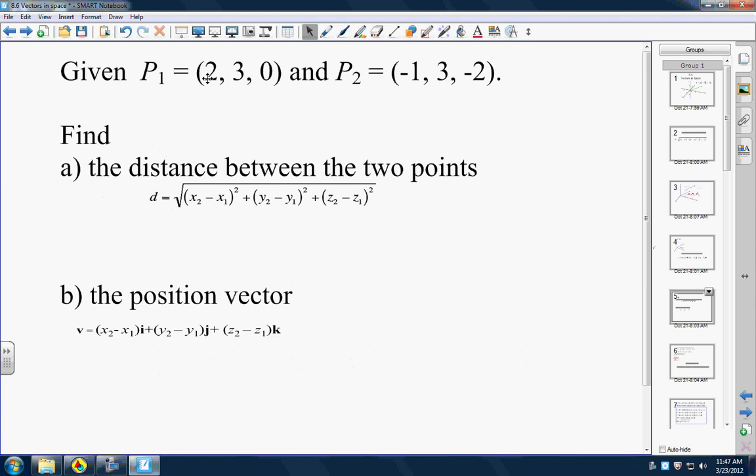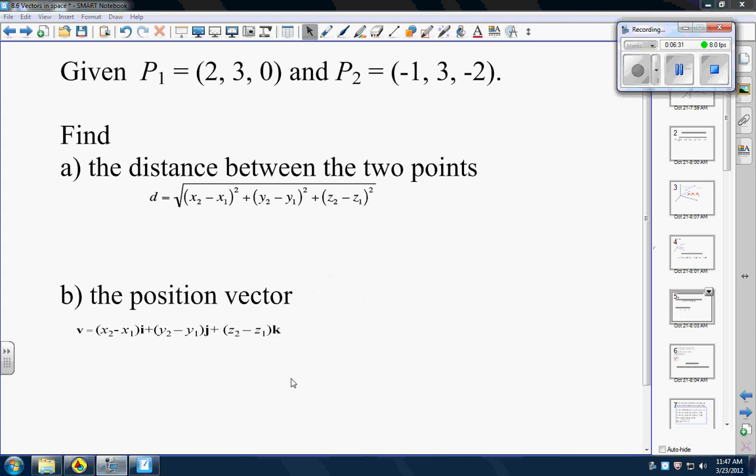Okay, so let's say I give you 2 vectors here. So you could play around with the Sketchpad file, and we could actually plot each of those points, or you could think about where they are. We want to find the distance. We want to find the position vector. I'm going to pause it here to save some time and see if you guys plug in and get the same numbers.